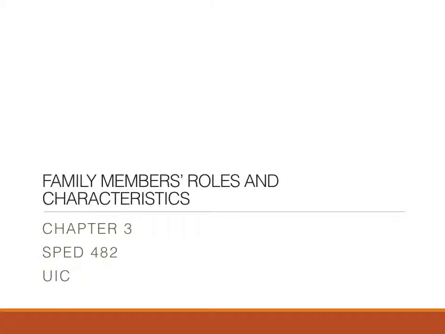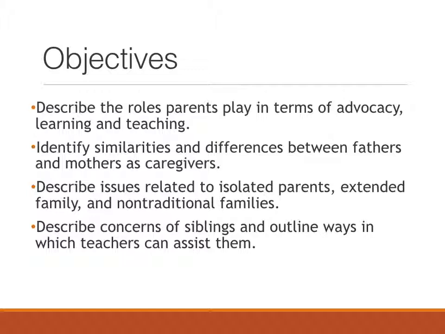Okay, welcome back. Chapter 3 discusses the family members' roles and different characteristics. Specifically, today we will discuss the roles parents play for their child with disability in terms of advocacy, learning, and teaching. Also, we will talk about possible similarities and differences of functions each family member has. And siblings, as important family members, we will discuss ways we can assist the siblings' learning and promote their quality of lives.